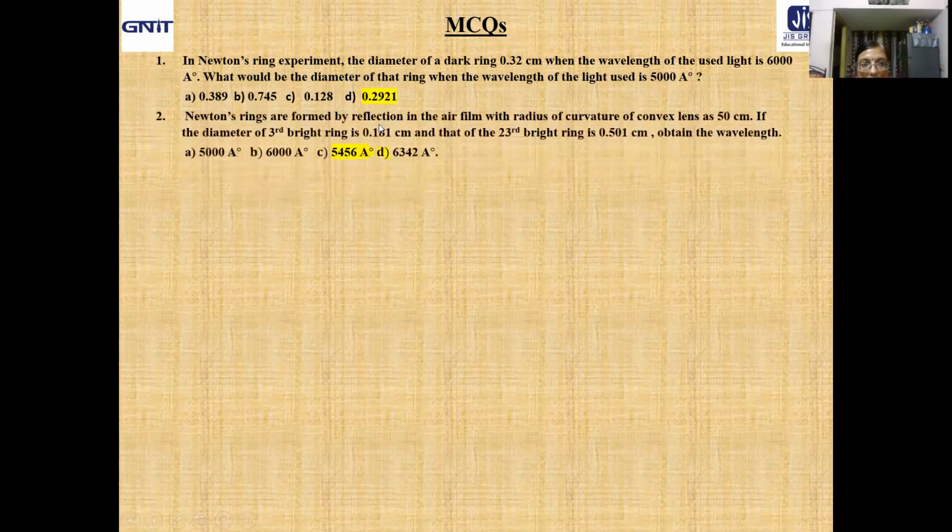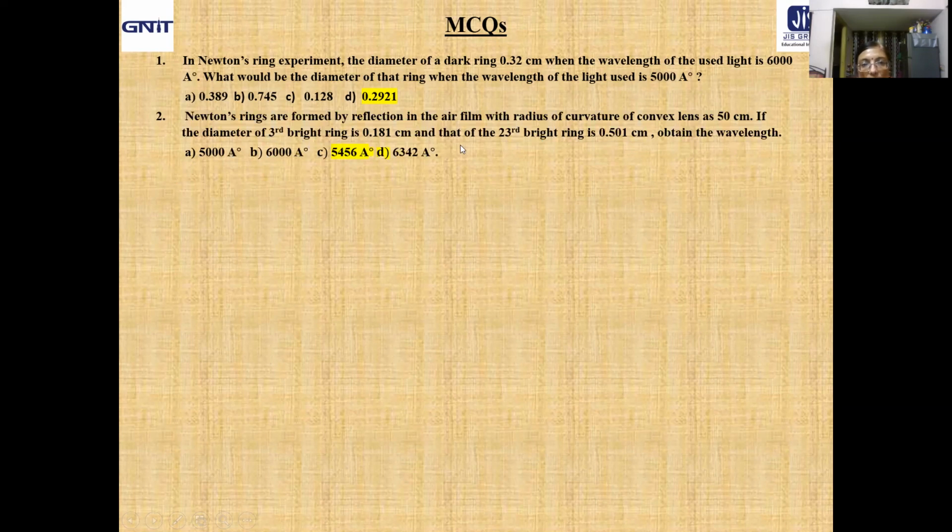Let us now come to the second question. Newton's rings are formed by reflection in an air film with the radius of curvature of the convex lens as 50 centimeter. That means capital R is given. If the diameter of the third bright ring is 0.181 centimeter and that of the 23rd bright ring is 0.501 centimeter, obtain the wavelength. There are four options.